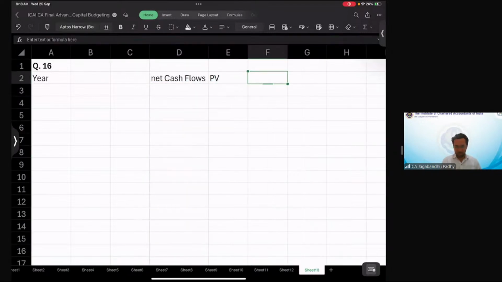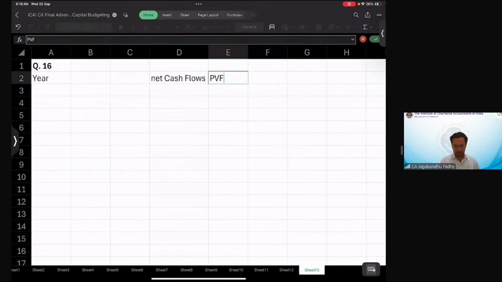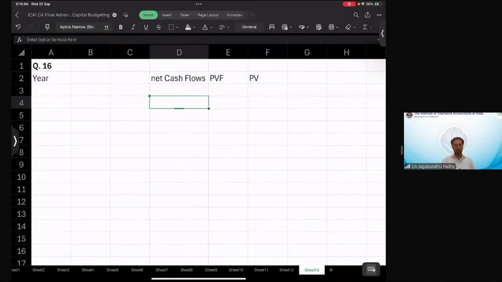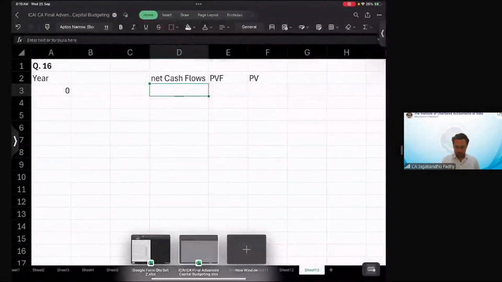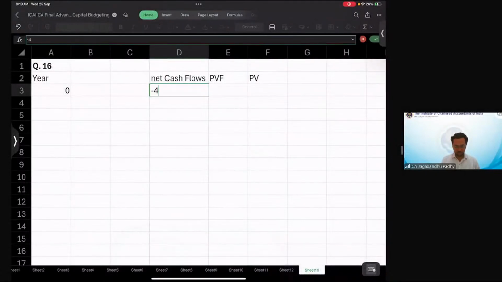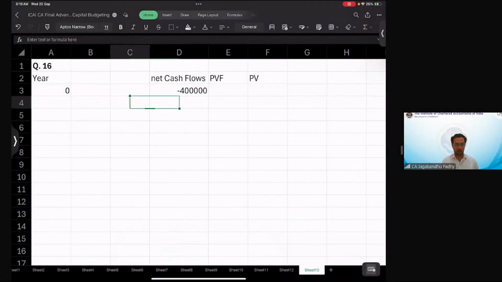We'll write down the PV factor, and then the present value. Year 0, there is no doubt that we are going to make an investment of 4 lakh, because that's the same thing for each of the respective years. So it's going to be minus 4 lakh.